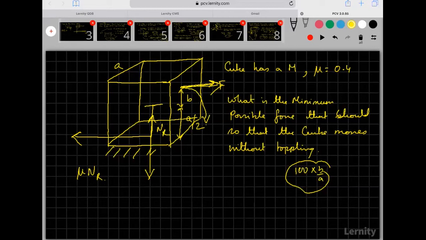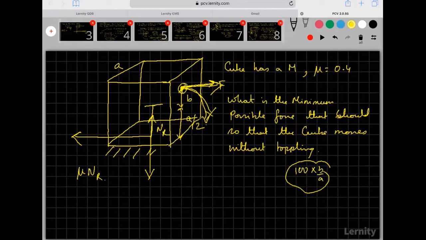So how will we do that? They are talking about the minimum possible force. So when I'm applying the minimum possible force, what do you think must be happening? The body is just going to move and this toppling movement will not be happening. That means the body is in equilibrium. So if the body is in equilibrium, then I can take torque about any point. So I'll take torque about this point.